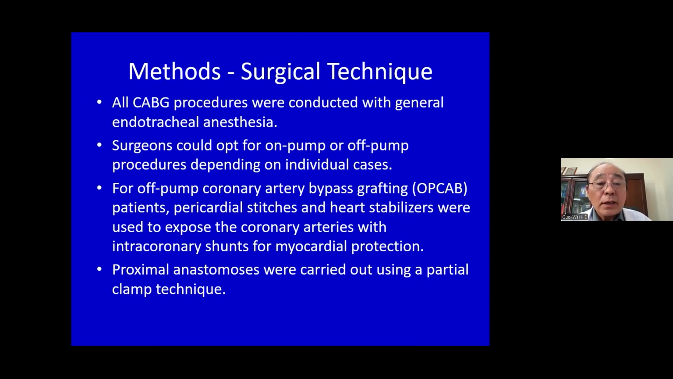The methods used, the surgical technique: all CABG procedures were conducted with general endotracheal anesthesia. Surgeons could opt for either on-pump or off-pump procedures depending on the individual case. For off-pump coronary artery bypass surgery patients, pericardial stitches and a heart stabilizer were used to expose the coronary arteries, with intracoronary shunts for myocardial protection. Proximal anastomoses were carried out using a partial clamp technique.